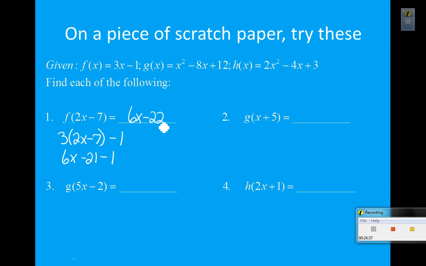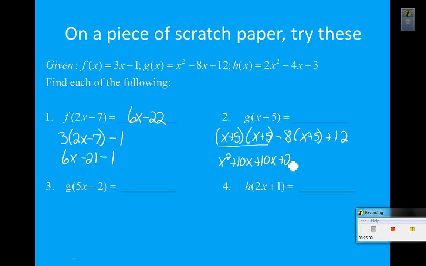To find g of x plus 5, notice that you're going to be plugging that in twice. So we're going to write that out as x plus 5 times x plus 5 minus 8 times x plus 5 plus 12. FOIL this thing out: x squared plus 10x plus another 10x plus 25. Distribute that 8 and get negative 8x minus 40 plus 12. And then go combine any like terms that you see.